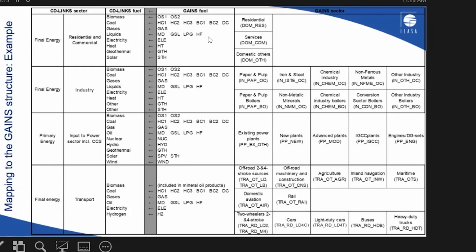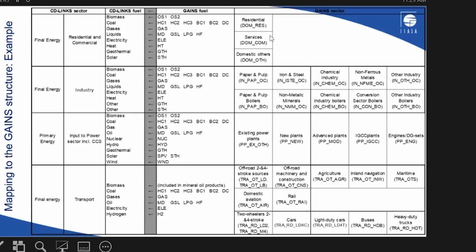For liquids, we have 4 categories. We have middle distillate, that is diesel. We have gasoline or petrol. We have LPG, and we have heavy fuel. And then they only have one sector for residential and commercial. But in GAINS, we have residential, commercial, as well as other. And now further in GAINS 4, the residential is divided into rural and urban.